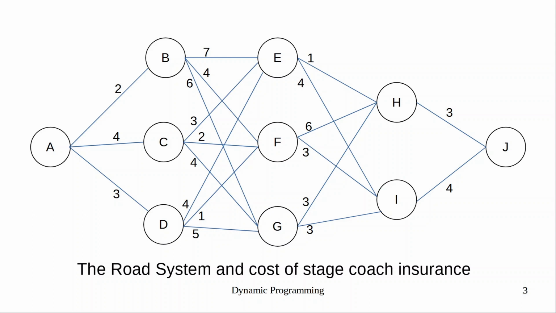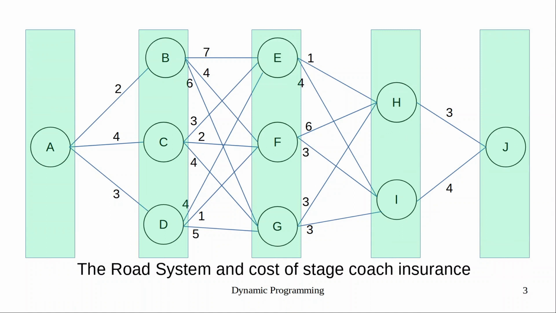First, we divide this entire network into stages. To start with, A is stage 1, B, C, D is stage 2, E, F, G is stage 3, H and I is stage 4, and J is, of course, stage 5. It's the last stage. Now, from any stage, you have to travel to the next stage. That is, from A, which is stage 1, you have to travel to stage 2. In stage 2, you can either travel to B, C, or D.